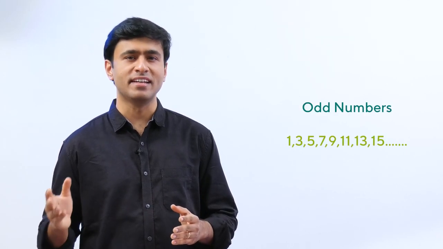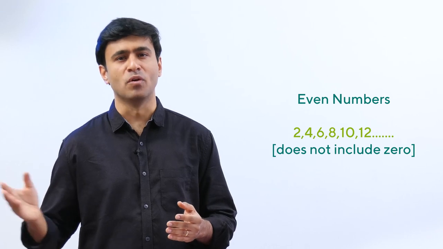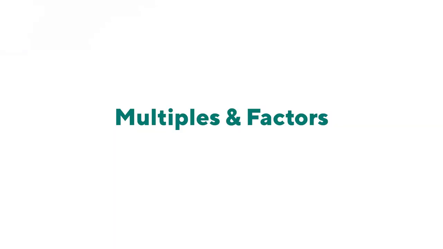Let's talk about odd numbers, 1, 3, 5, 7, 9 and so on. They are odd numbers. Even numbers are 2, 4, 6, 8 and so on. Even whole numbers include 0 as well. That is 0, 2, 4, 6, 8 and so on.